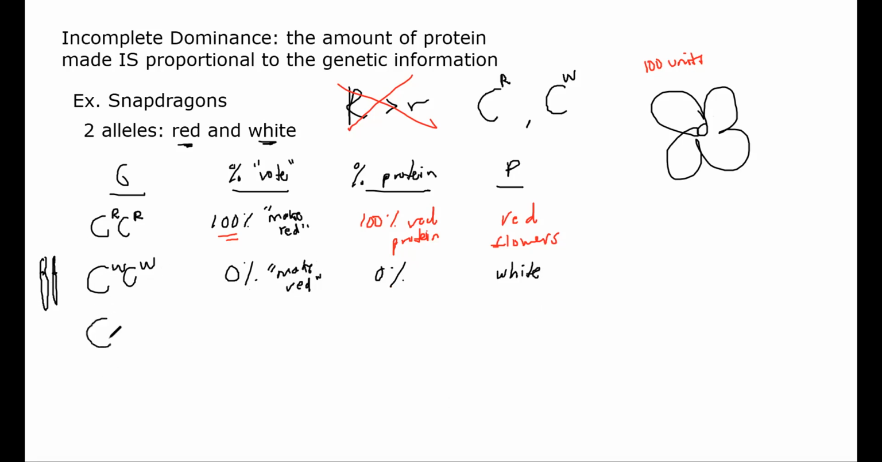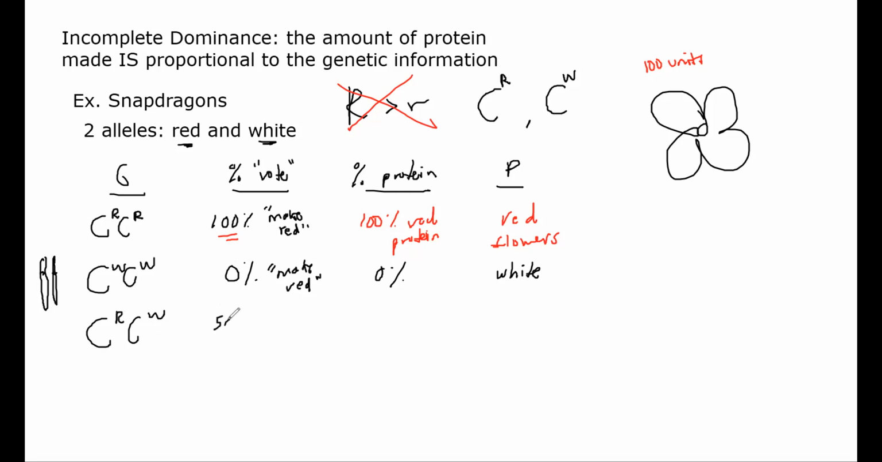Now, here's the fun one. What if we get one of each? Okay, if they're heterozygous, and remember I told you guys, if you want to know what kind of dominance it is, look at the heterozygote. So we have a heterozygote here that has a copy of the red allele and a copy of the white allele. What's going on with the vote here?